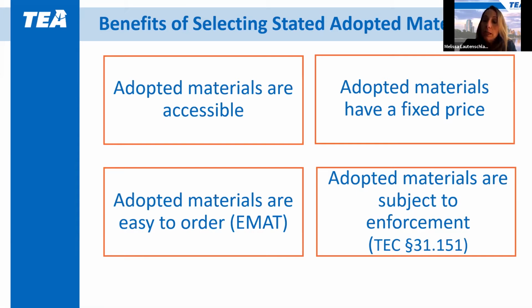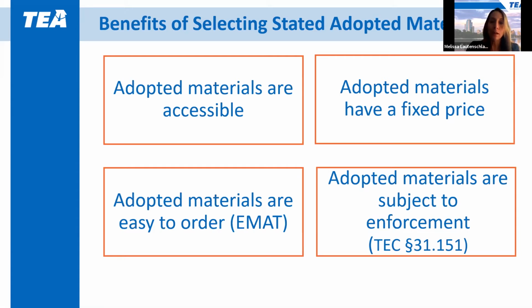All of the materials that are on the state adopted list are made accessible. What that means is that you can order those materials directly in EMAT for accessible materials. So if you needed Braille or large print, those materials can be ordered directly, and that is not a cost to the district for making those materials accessible. That is part of this process.